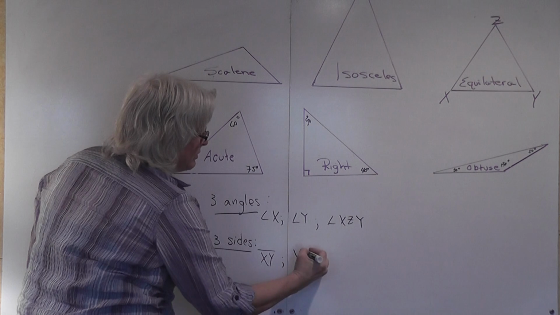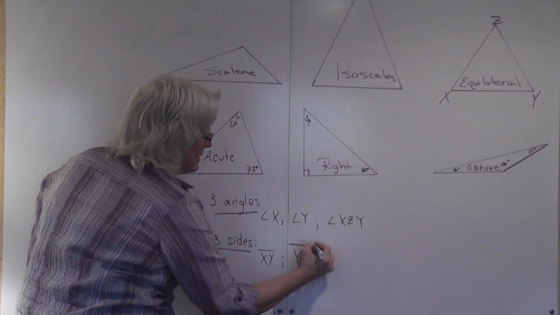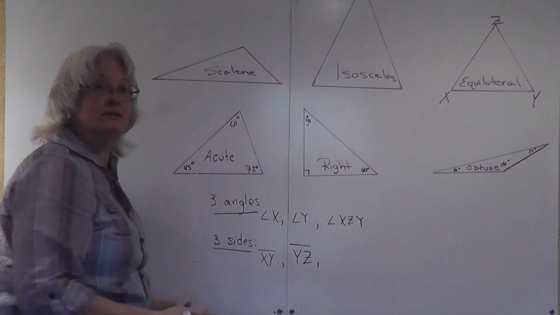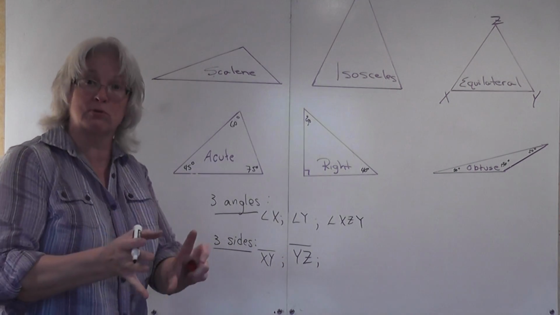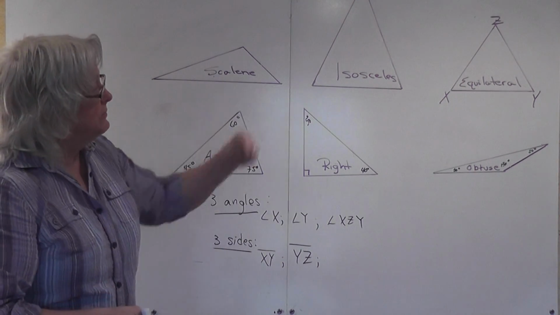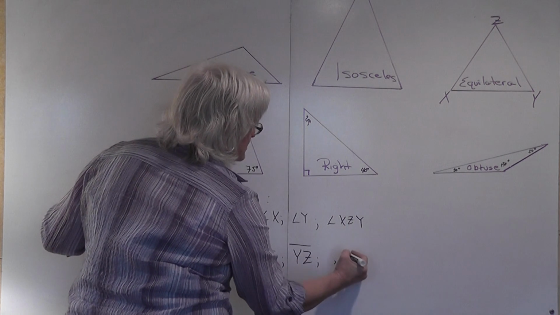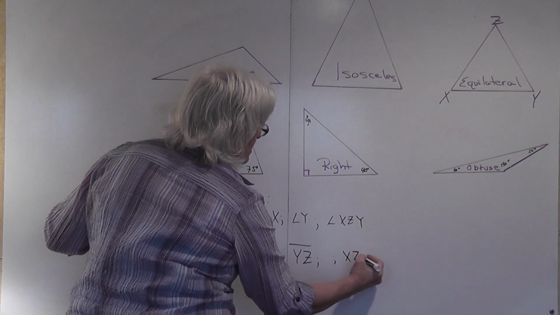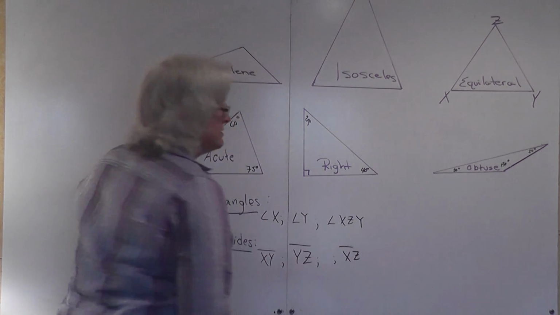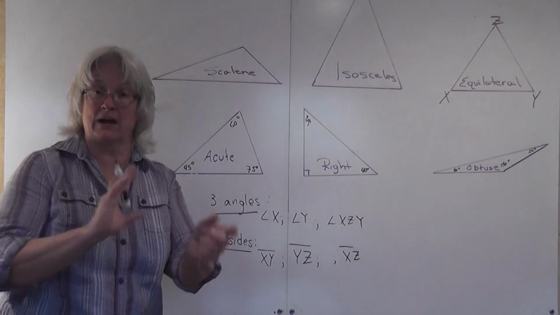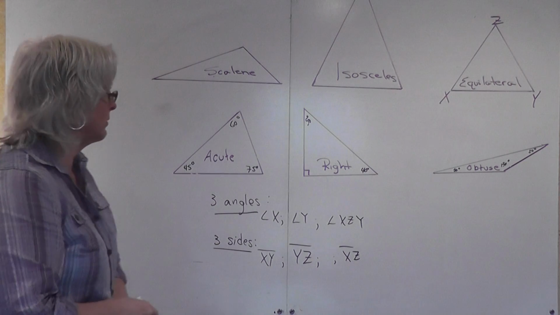And remember that we're using capital letters only. You may not use lowercase letters when you're naming and describing geometric figures. And then we have line segment XZ. Could I call it line segment ZX? Sure. But our minds tend to like to put things in alphabetical order or in numerical order.